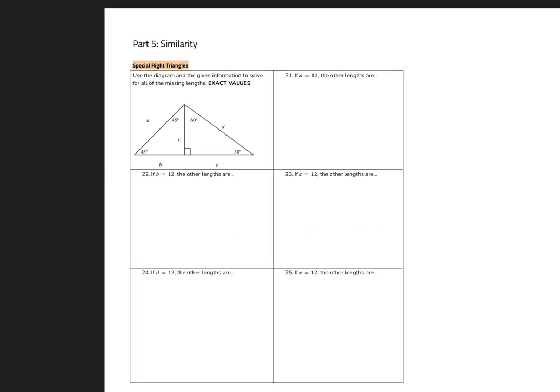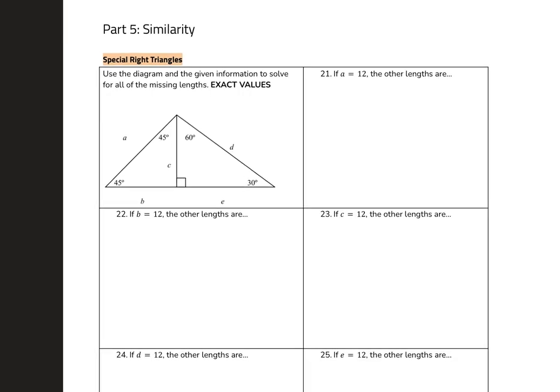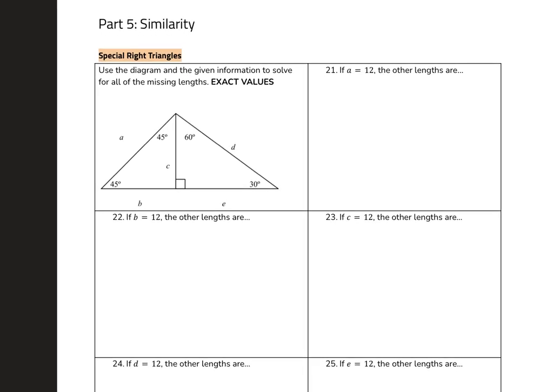All right, next. We have a triangle that's all made up of special right triangles. So we have a 45, 45, 90, which means that B and C have the same measure, and A is going to be C times root 2. We also know that in this triangle C is going to be half the length of D, and that C times root 3 will give us the length of E.